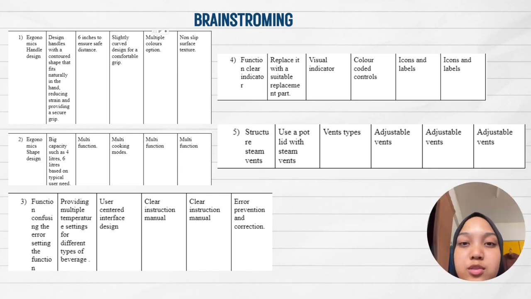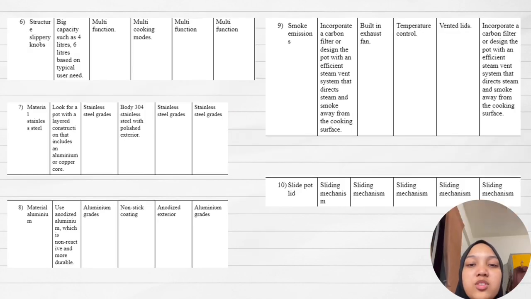For the problem of structure steam vent, the solution is to use a pot lid with a steam vent and find an adjustable vent. For the problem of structure separate knob, the solution is to make a big capacity such as 4 liter, make a multi-function and multi-cooking modes based on typical user need.